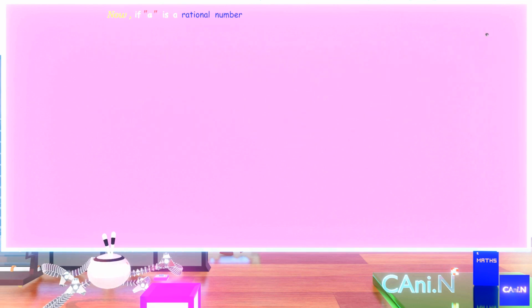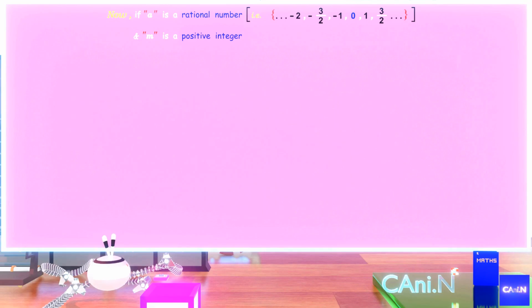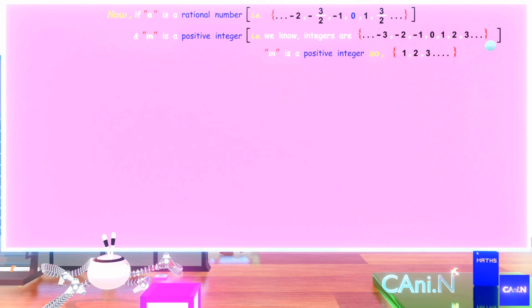Now if a is a rational number, that is, -1, 0, 1, 3 by 2, etc., and m is a positive integer, that is, we know integers are -2, -1, 0, 1, 2, 3, etc. And here m is a positive integer, so positive integers are 1, 2, etc. And we know these are natural numbers. So from this we know positive integers are simply the natural numbers.